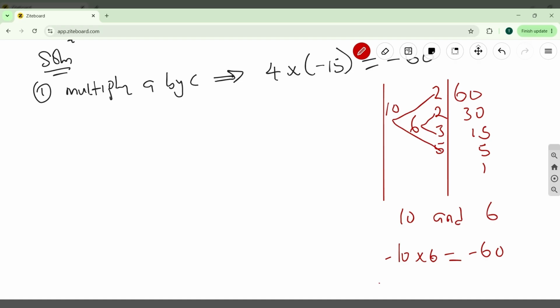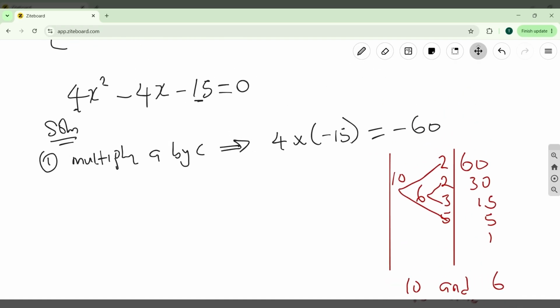Now let's see negative 10 plus 6. Remember, we are going to add those two numbers. So I'm adding negative 10 to 6, and negative 10 plus 6, I'm going to get negative 4.